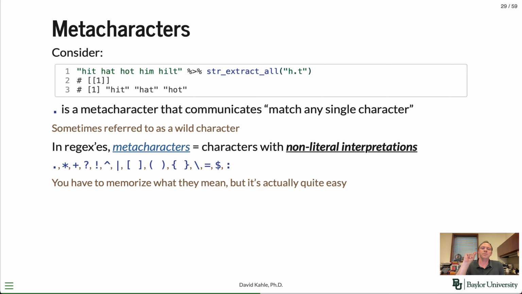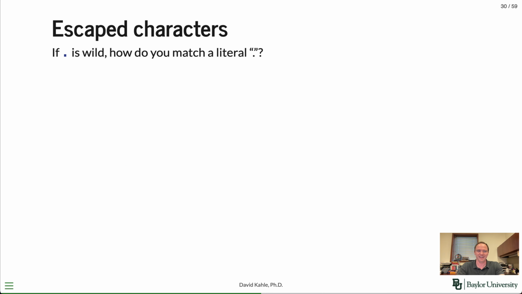But the basic idea is that some characters, when you express them in a string as a regular expression, like h period t, that period there is actually not playing the role of period. It's playing the role of a wildcard character, any character that is essentially not a space, okay? So that should make you think, actually, hold on. If period is a meta character and it's going to match any character, then how do you match a period? Okay? In other words, if dot is wild, how do you match a literal dot?